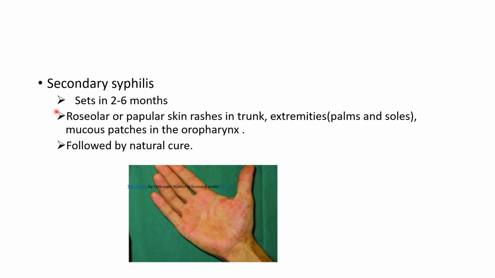In primary syphilis, as I said, the infection will be only a localized infection. The lesion will be seen only in a particular region wherever it has entered. Whereas in secondary syphilis, the organism gets spread through the blood and reaches many parts of the body, then you will start seeing the symptoms of secondary syphilis. What is the main symptom of secondary syphilis? As you can see here in the picture, you will start seeing roseolar or papular skin rashes.